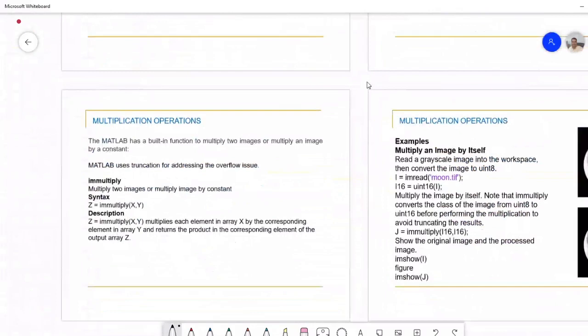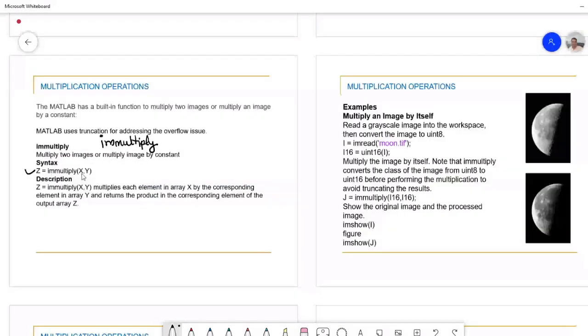Okay, so in MATLAB there is a function imMultiply. This is the syntax, imMultiply of x and y. This is the description: it multiplies each element in the array x by the corresponding element in the array y and returns the product in the corresponding element of the output Z.